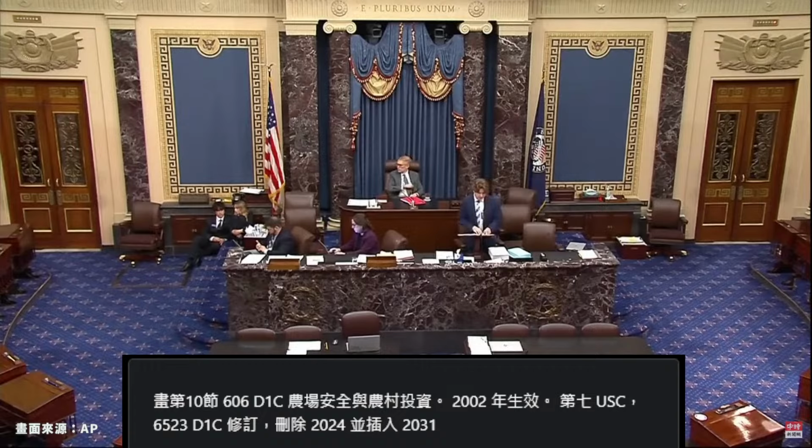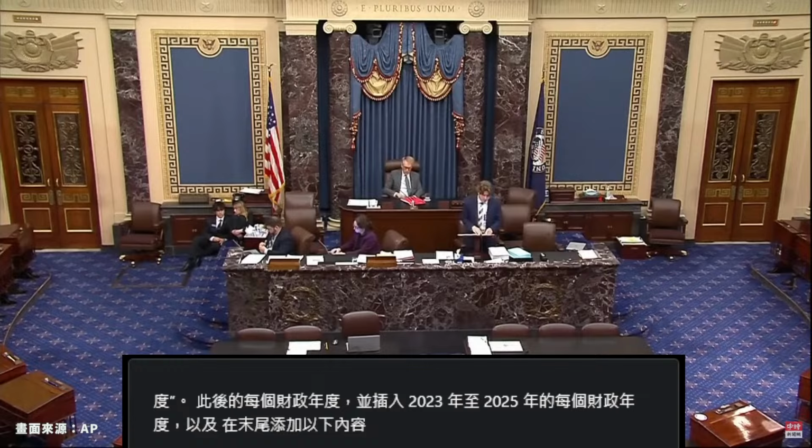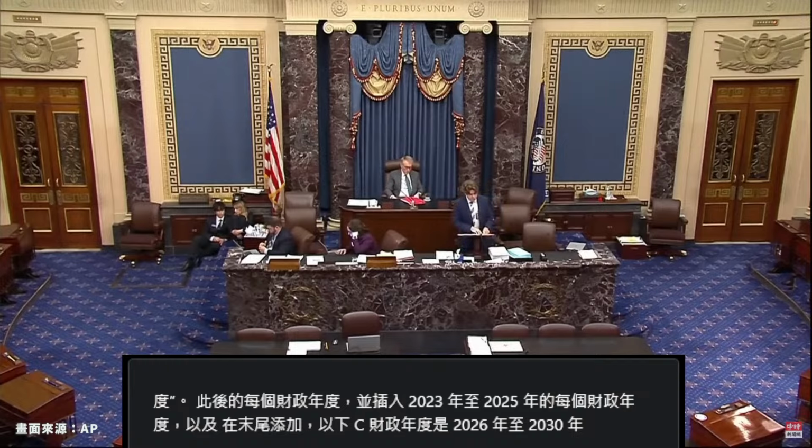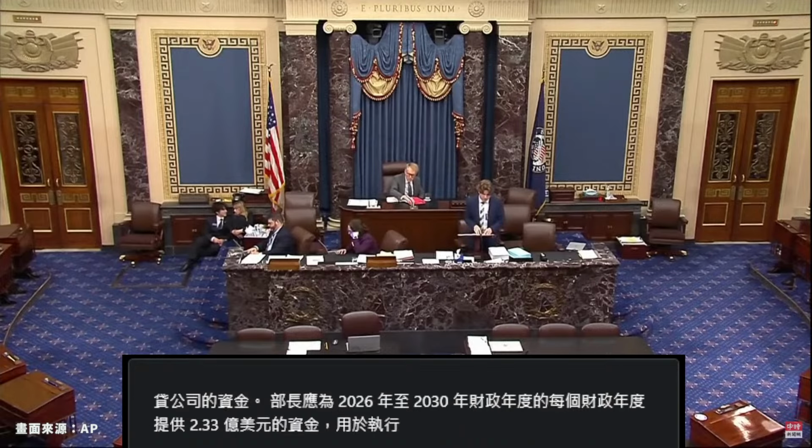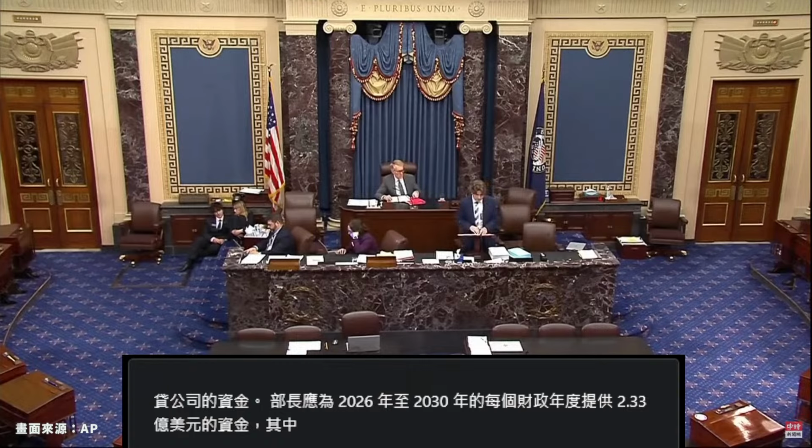(C) Fiscal years 2026 through 2030. Of the funds of the Commodity Credit Corporation, the Secretary shall make available to carry out the section $233 million for each of fiscal years 2026 through 2030, of which (1) not less than $10 million shall be made available for each such fiscal year to carry out subsection (a); (2) not less than $70 million shall be made available for each such fiscal year to carry out subsection (b); and (3) not less than $153 million shall be made available for each such fiscal year to carry out subsection (c). (D) Subsequent fiscal years.